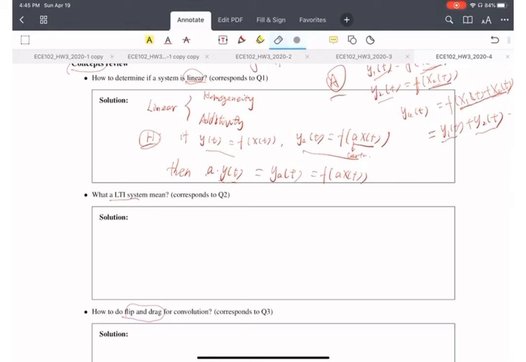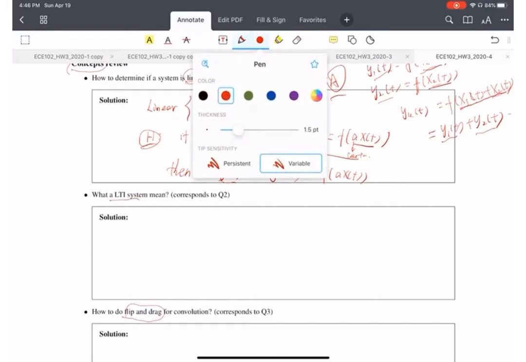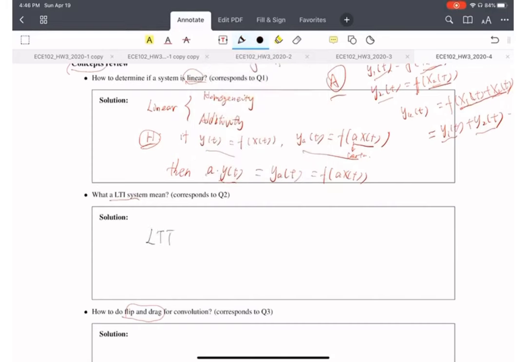The second question I ask is about what an LTI system means. Actually, there is no specific answer for it. The intention for me to write this second question here is just to let you be aware that it's necessary to keep in mind using the properties of the LTI system for solving problems in the future homeworks and exams for this class.